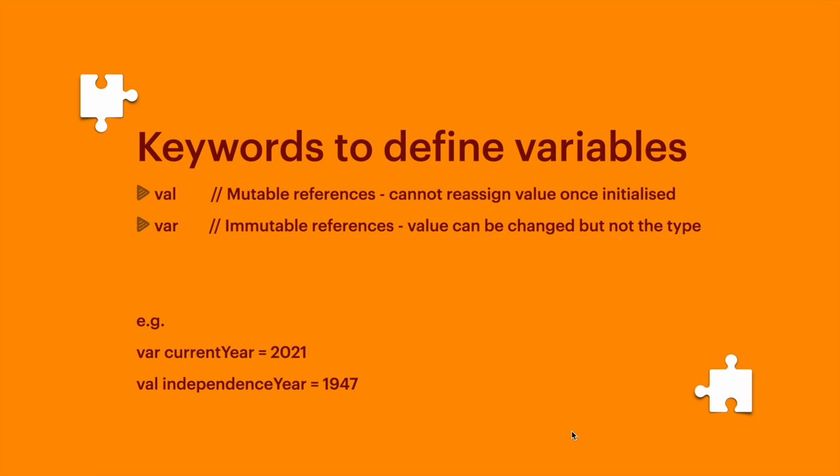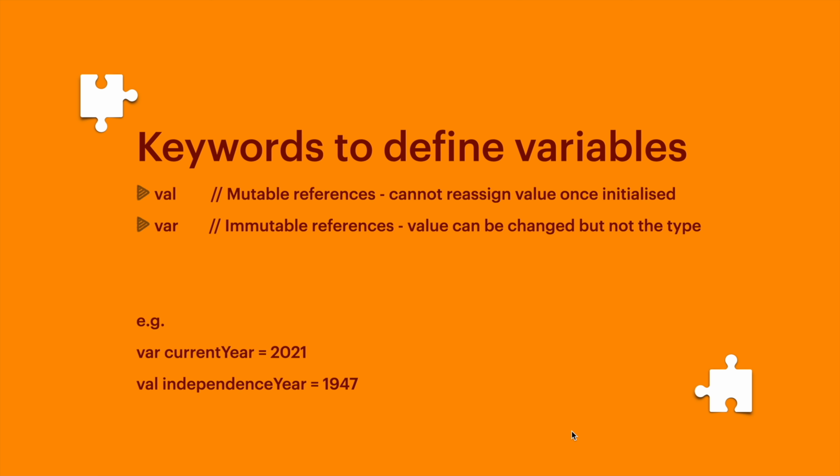Val is an immutable reference. When the keyword val is used to define a variable and initialization is also done, it does not allow reassigning a new value to this variable. Okay, so once something is assigned to a variable which starts with the keyword val, you cannot reassign it. It's kind of fixed.